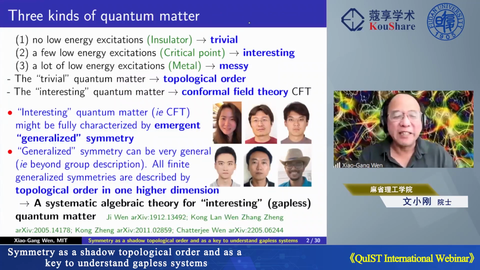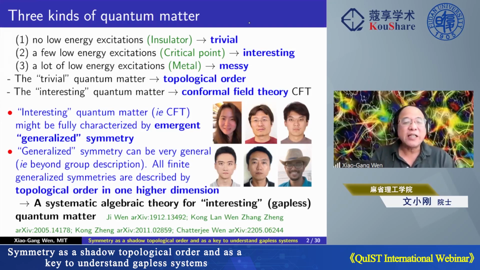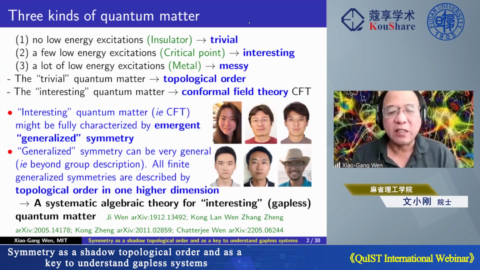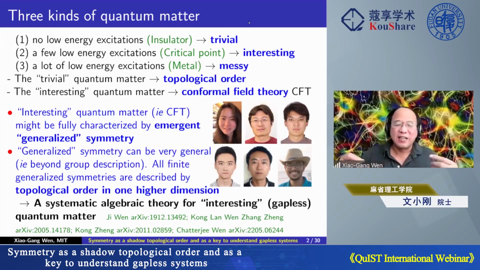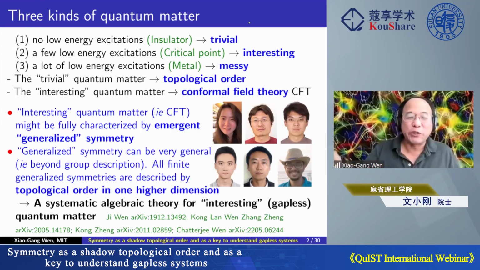The first kind is the one with an energy gap, which has no low energy excitation. It's kind of trivial. The second kind has a few low energy excitations, like a superfluid, a crystal, and also a critical point. These we can say are very interesting. And the third kind is like a Fermi liquid, where at the Fermi surface there are a lot of low-lying excitations. So it's very messy, very complicated. And so today I'm mainly trying to concentrate on the interesting one.